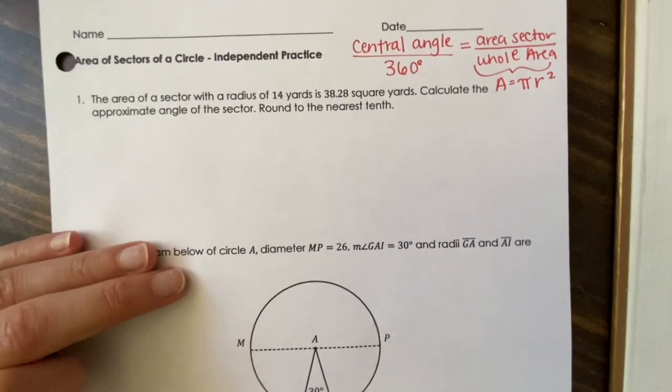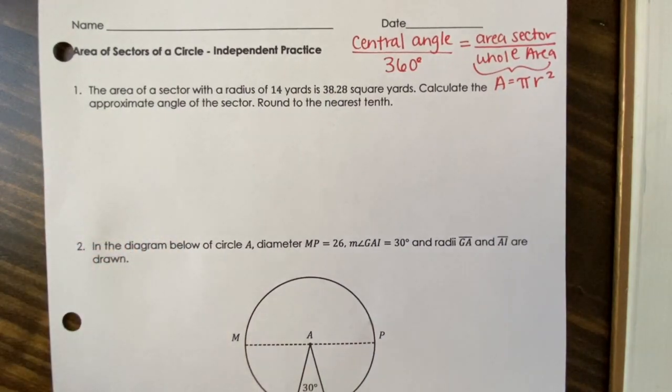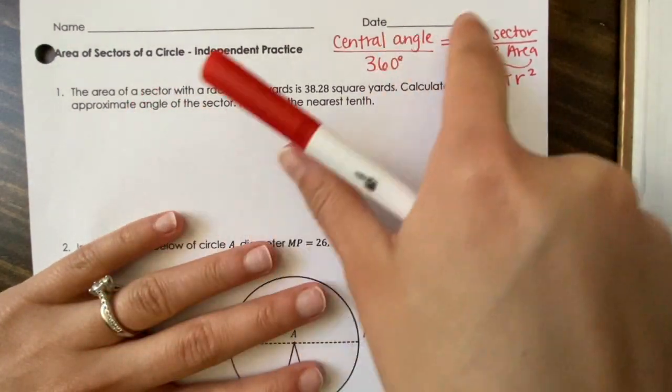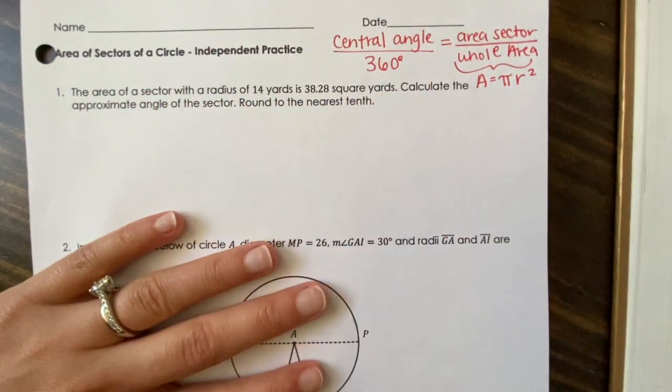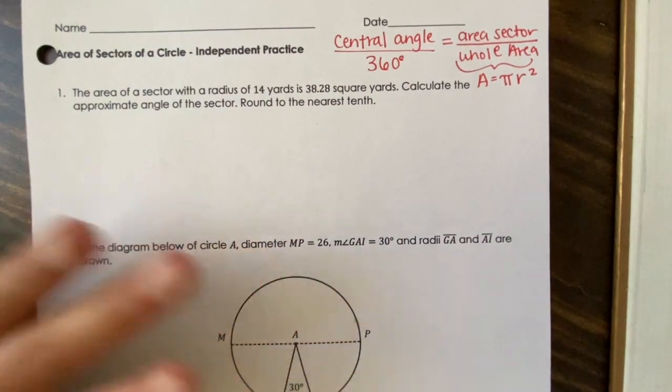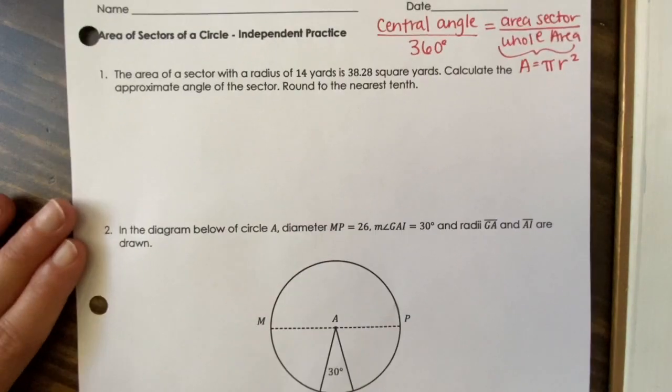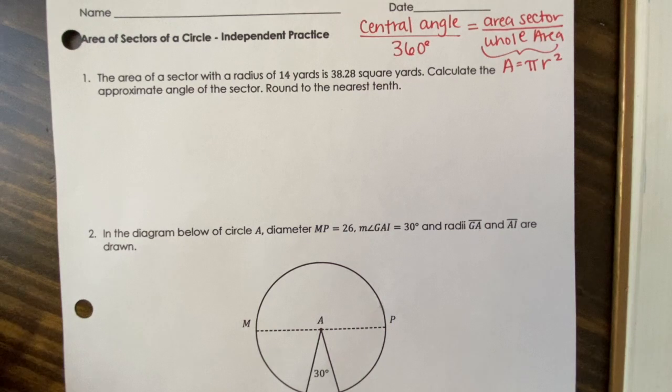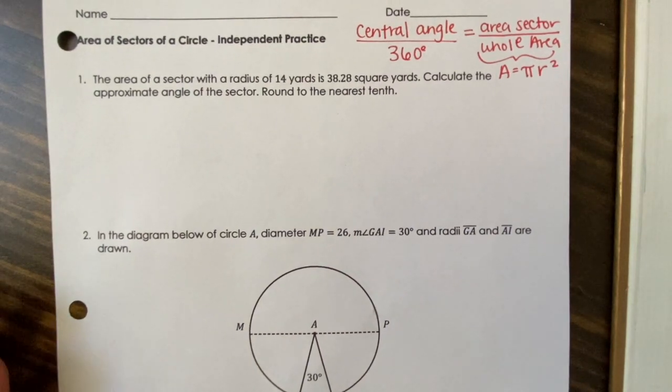In your previous assignment, your problems were very simple. It was pretty much plug in the pieces, cross multiply, and solve for the area of the sector. These problems are going to be a little bit more difficult, so we're going to do them together.